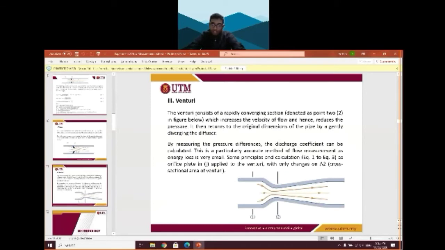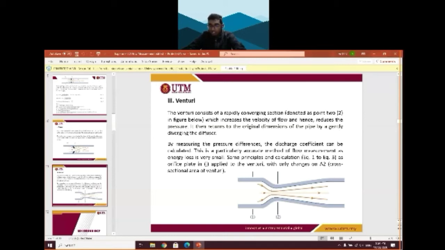Now we are going to take a look at the venturi. The venturi consists of a rapidly converging section. As you can see, instead of having a restriction, they reduce the size of the pipe itself. They reduce the cross-sectional area of the pipe; it converges, as you can see here. So here the speed will increase since the area is smaller, and the pressure drops. It then returns to the original dimension of the pipe by a gently diverging diffuser.